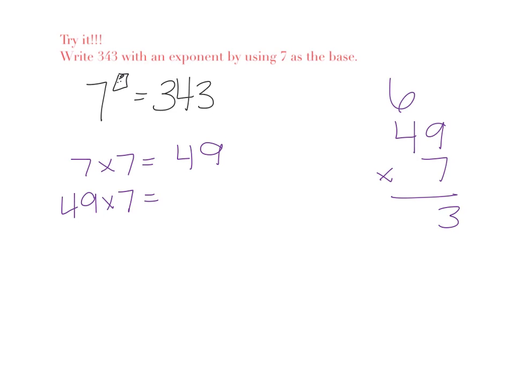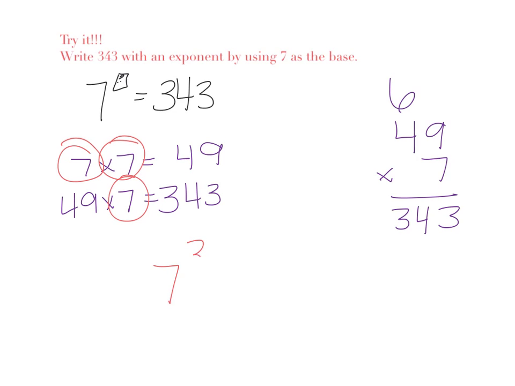Obviously, Thanksgiving break for me. 7 times 4 is 28, plus 6 is 34. That was easy. We got to 343 very quickly. Let's circle how many 7s we had. I had 1, 2, 3 7s. So 7 to the third power equals 343. Not too bad. Hopefully you got that one right.